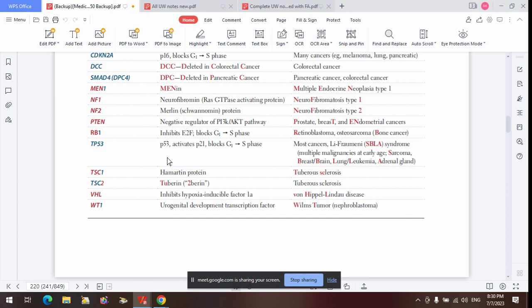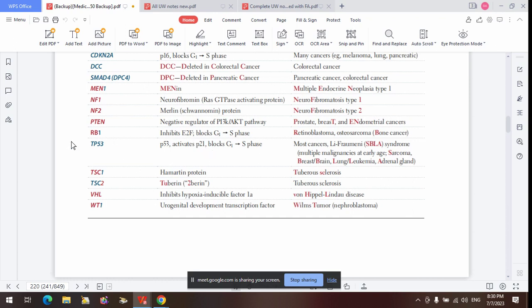That's one mechanism. And the other mechanism is that P53 normally activates P21 so that they can block G1-S phase progression, just like P16. So it means that someone that has no P53, there's no activation of P21, and there's uncontrolled progression to the G1-S phase.